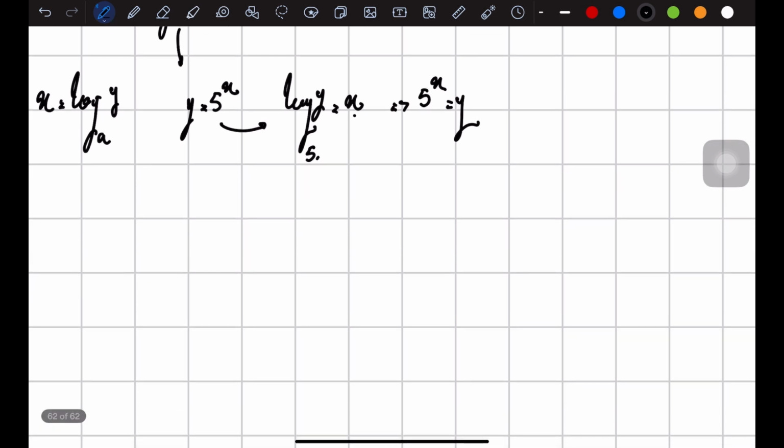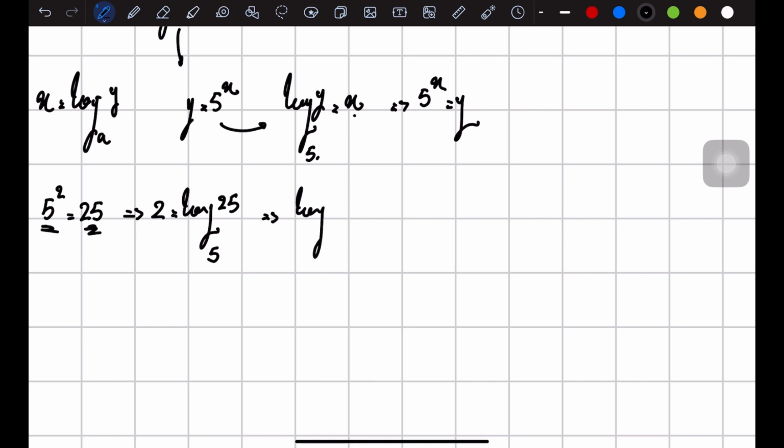Another example for this, which comes from this one, is 5 with the power of 2 is equal to 25. And how should we show it in logarithmic form? We said this is the power, right? This is the x. 2 is equal to the log base 5, this is our base, of the logarithmic number 25. And we can prove it, which I will show you later on in the video.